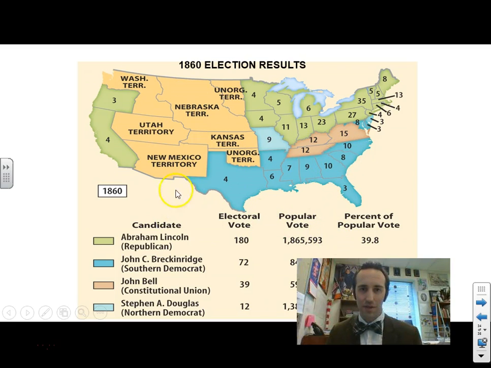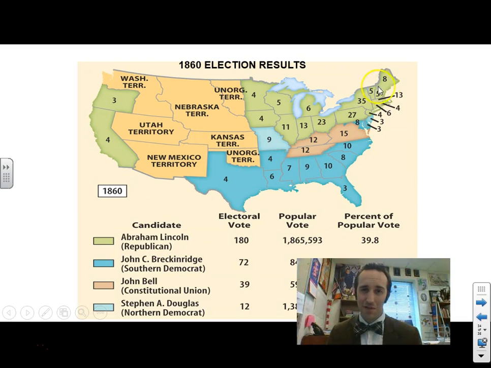And so here's the results. Lincoln only winning in the northern free states. Southern Democrats are winning in the deep slave states. John Bell, this kind of Constitutional Union guy that says, can't we all just get along? He wins there. And Stephen Douglas only wins here. Well, he wins a little bit there, but he's not winning much.